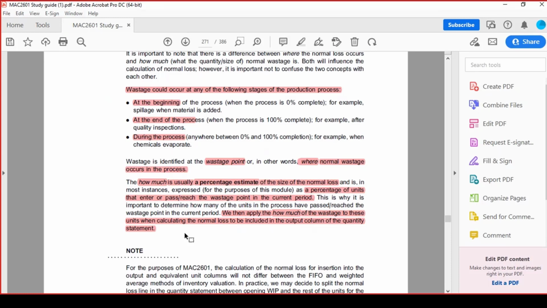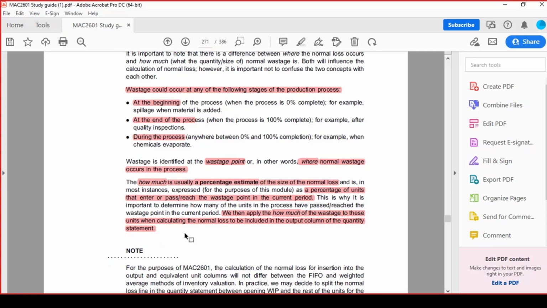With this loss that we spoke about, whether normal or abnormal, you need to know that in your production process it might happen at the beginning. Like I said, it might be that the minute you put in those chemicals under that environment, they just start evaporating. That's when the process is actually 0% complete. Sometimes it might happen at the end, once you have done your quality inspection, normal loss occurs. And another point where it might happen is during. So your completion could vary from 0 to 100, and between 0 and 100 is when the normal loss might happen.